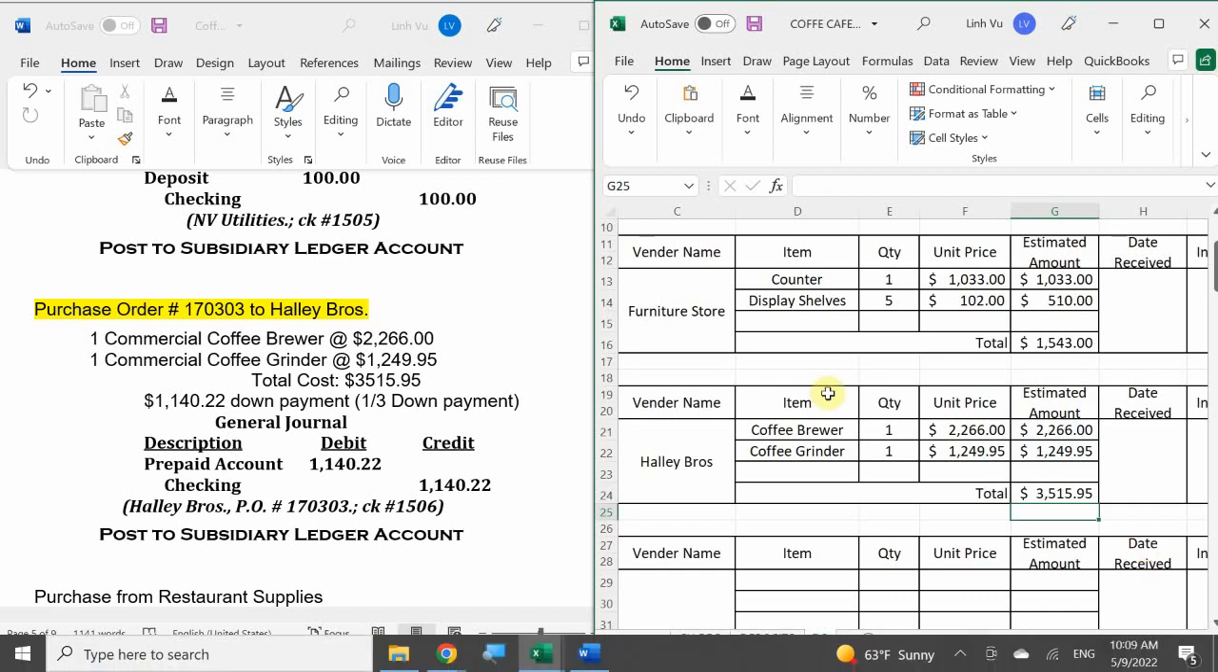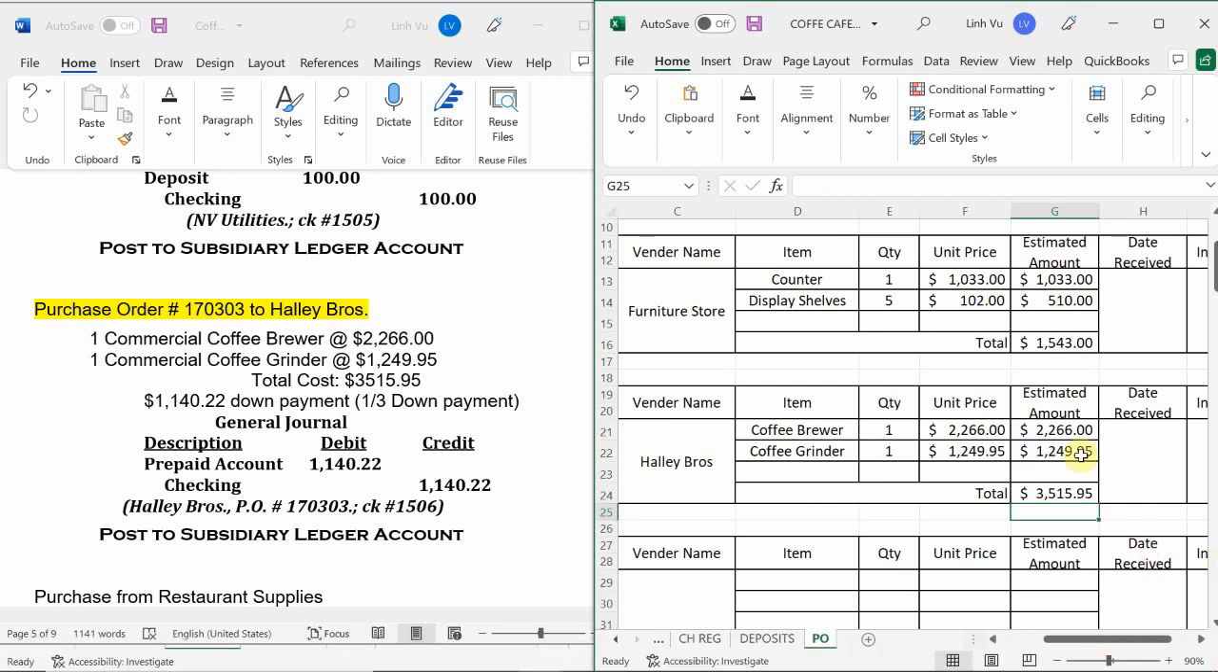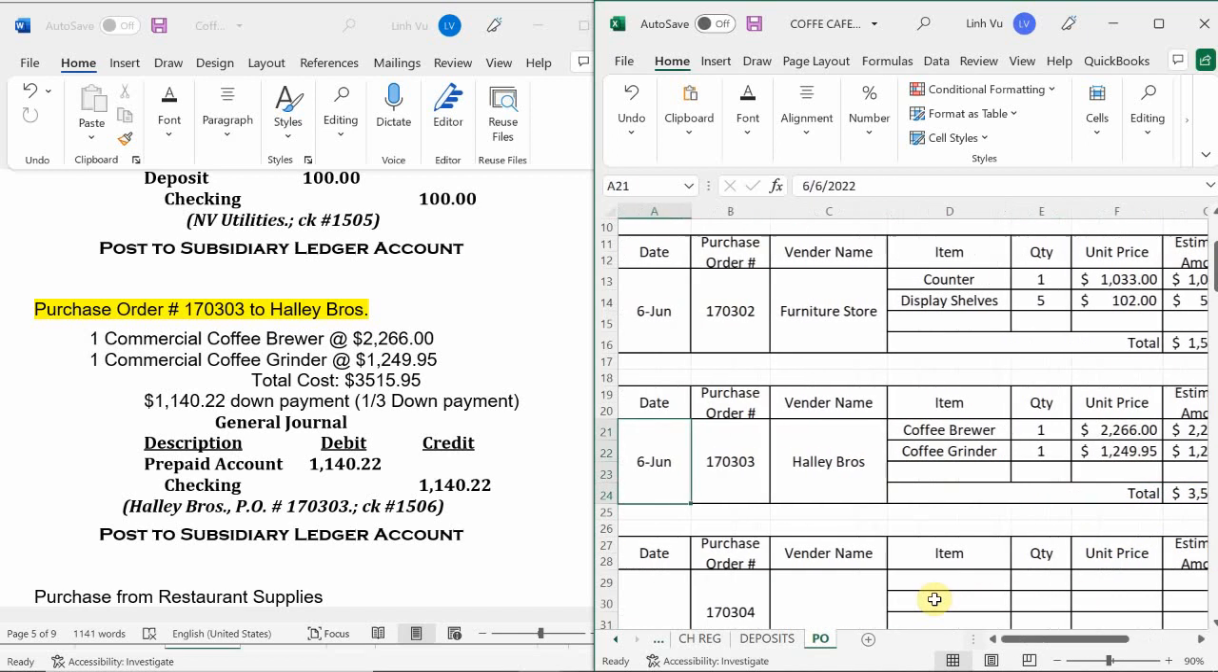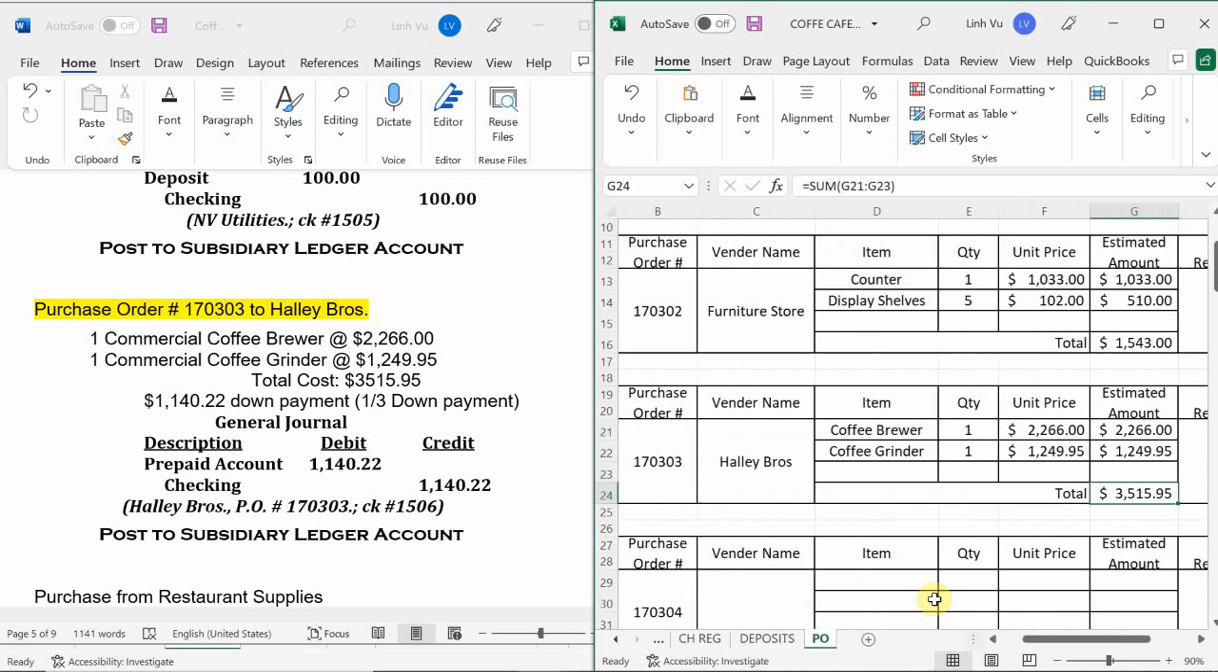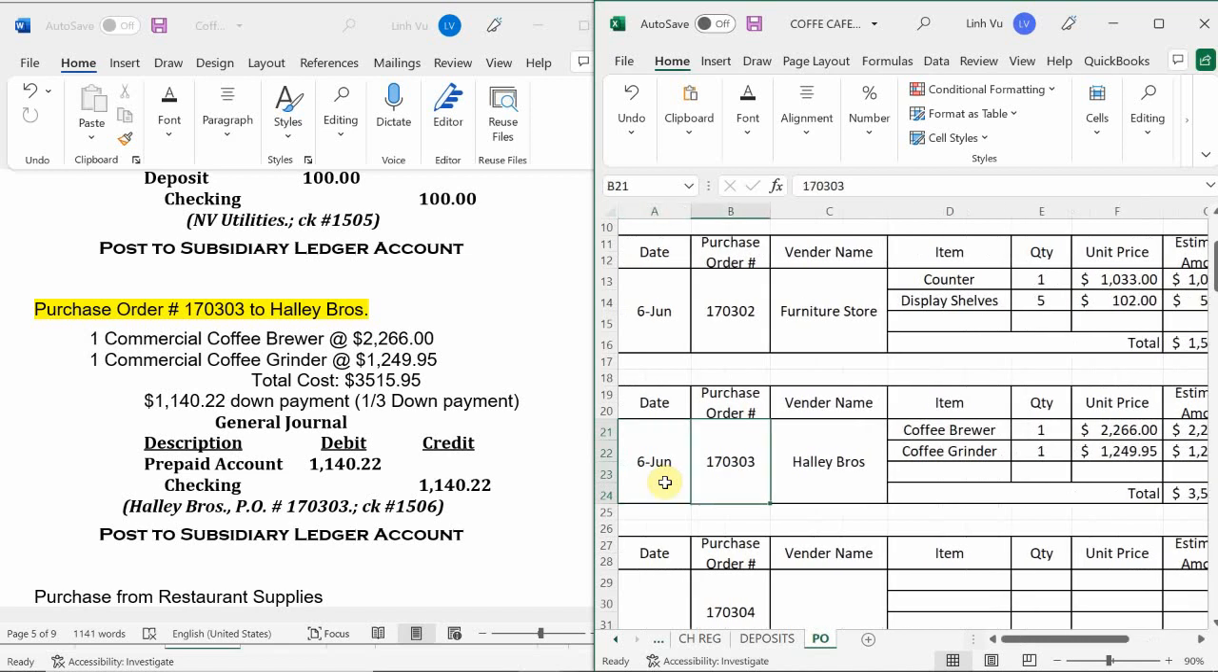In this case, I think this is good enough just because now I know I need to take 1/3 of 3,515 to get me my $1,140.22. Okay? So that at least I know this much, and I can use this because this is going to be considered my down payment invoice, right? So now let's go ahead and record that I'm making a down payment.